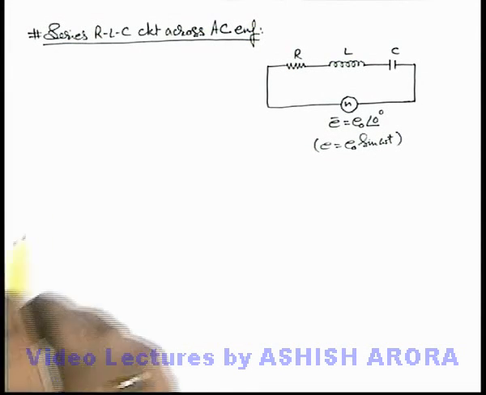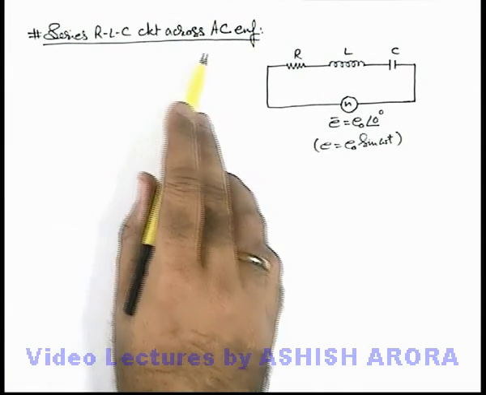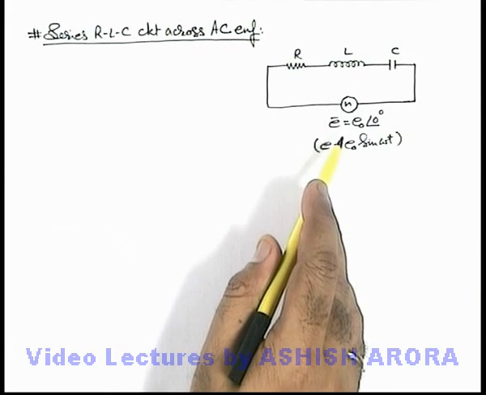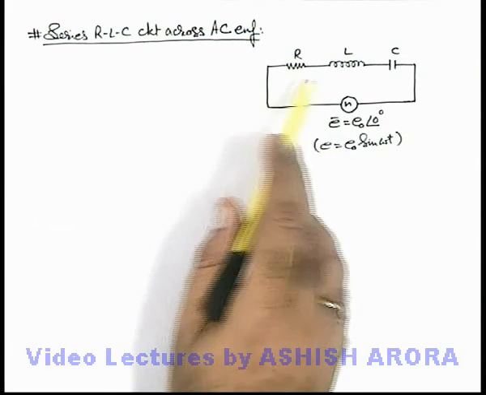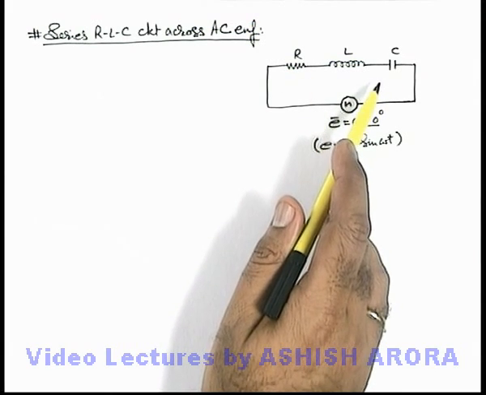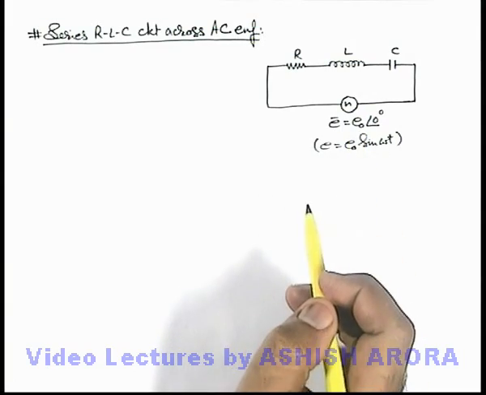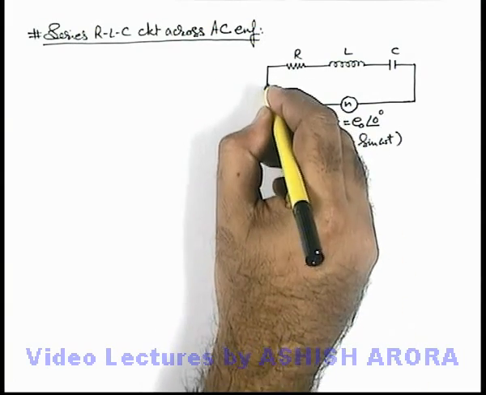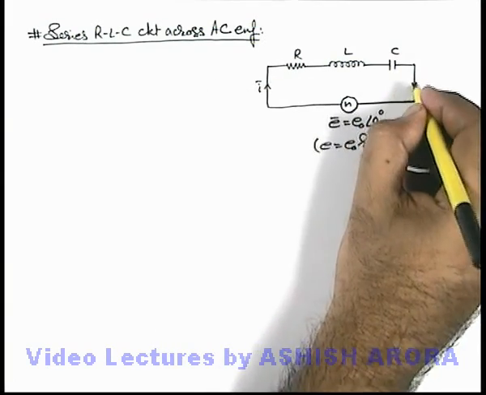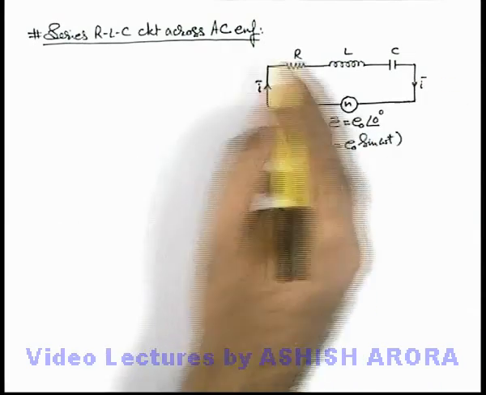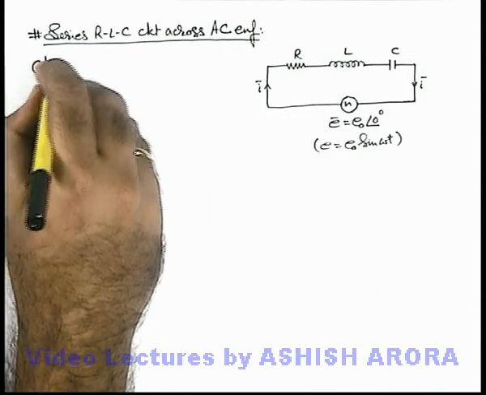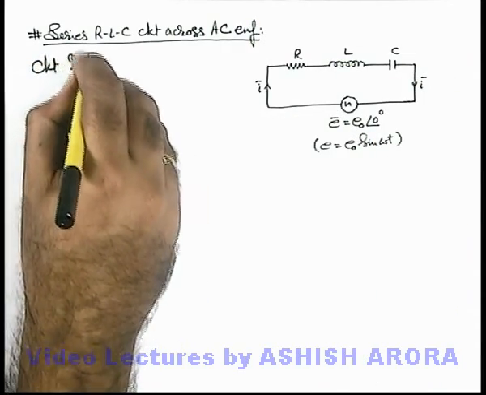Now we'll analyze a series RLC circuit connected across an AC EMF. Here the three components are connected in series and the EMF is E0 sin omega t. We calculate the phasor current in the circuit for its analysis. First we need to calculate the circuit impedance.